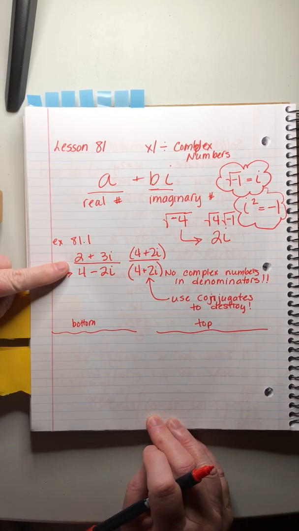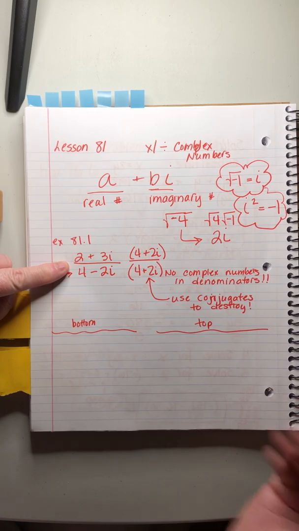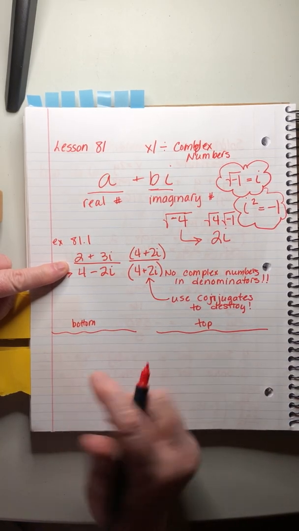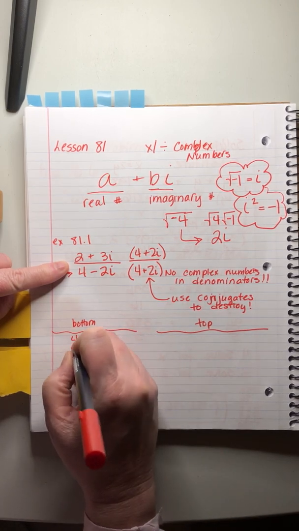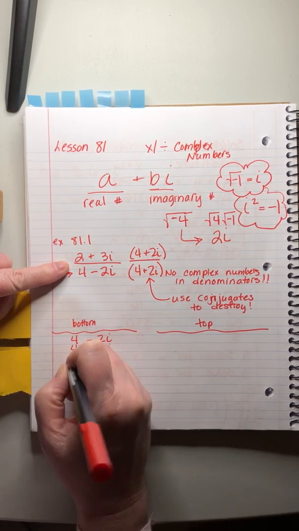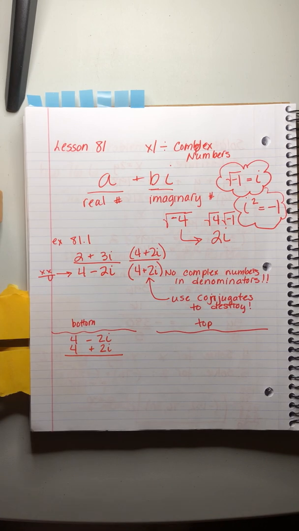So for the bottom, I could say denominator, but this seems more natural to remember. 4 minus 2i times 4 plus 2i. Now we're doing the dance. The dance, you remember, is old-fashioned.